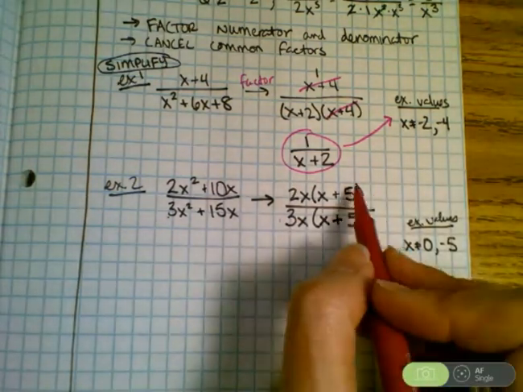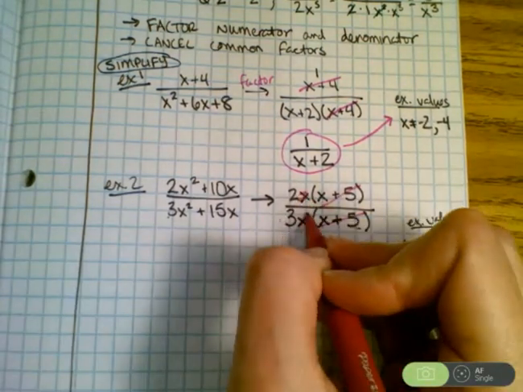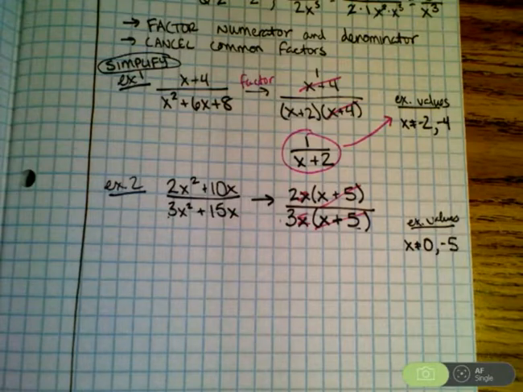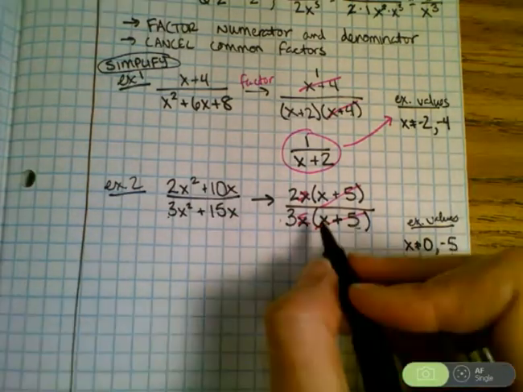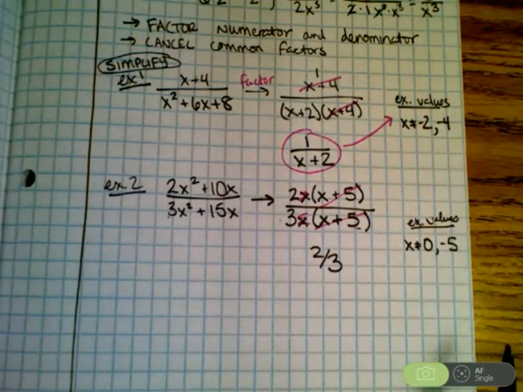Now we get rid of common factors. X plus 5 and x plus 5 cancel. The x on the top and the x on the bottom cancel. And we're just left with 2/3. So our answer for this one is 2/3 with those excluded values.